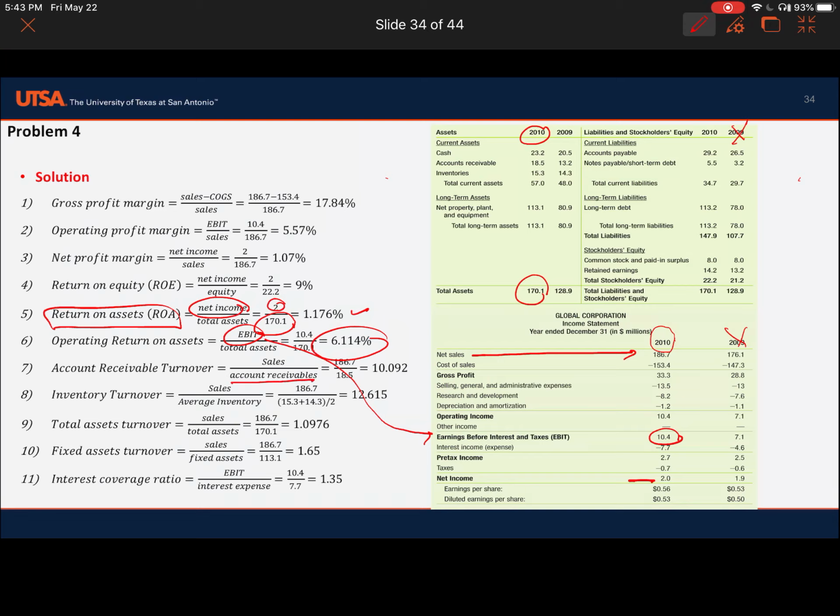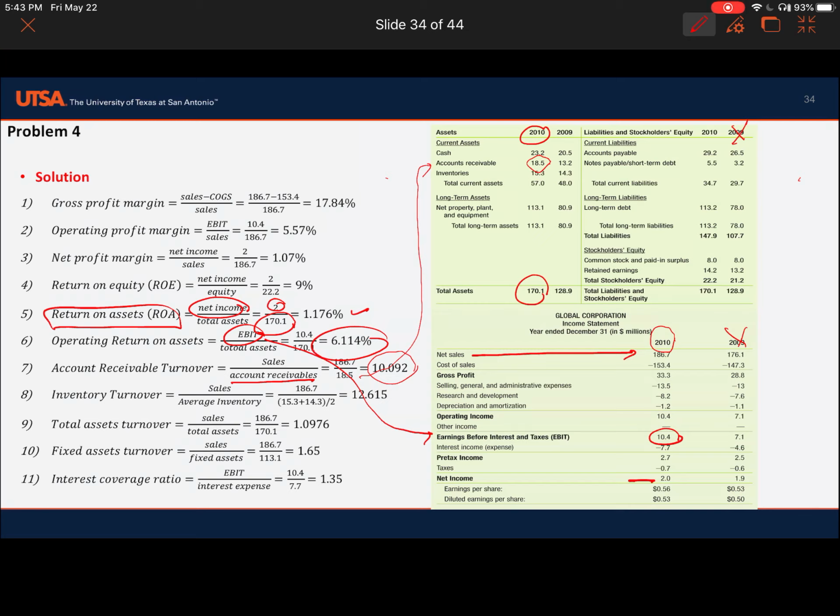Accounts receivable, where can we find accounts receivable? Accounts receivable is in the balance sheet. You need to go to the balance sheet and find accounts receivable for 2010, which is 18.5. So the accounts receivable turnover ratio is 10.092. Inventory turnover is sales over average inventory.